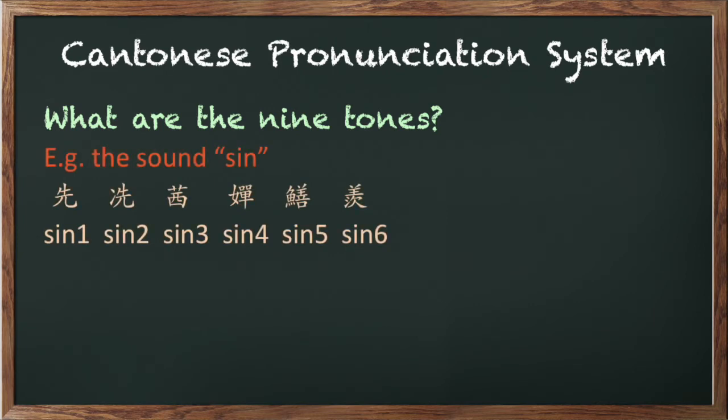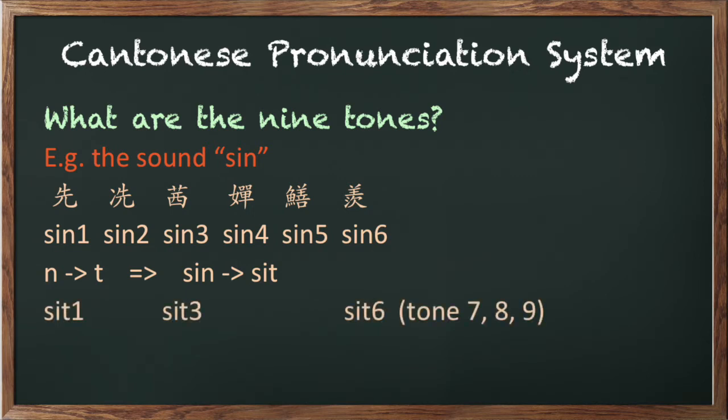For example, the sound sin. 先、閃、先、線、線、線. The 6 tones are similar to si, and with the nasal we can have 3 more tones. n changes to t, and sin becomes sit. And we have 息、息、息. As said, their tones are the same as tone 1, 3 and 6, so we only name them with the same tone numbers. If we read a pronunciation with t at the back, we know that it belongs to the last 3 tones.